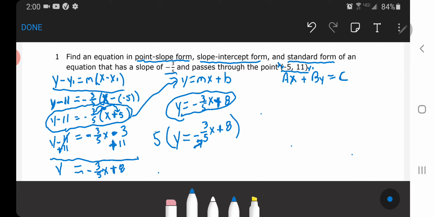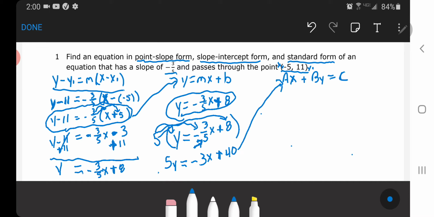And when I do that, I take 5 times y, get 5y, equals, well, 5 times negative 3/5 x. And of course, the reason why I like doing that is because that 5 right here will kill the 5 at the bottom. So we're just left with that negative 3. So we get negative 3x. And then, of course, take that 5 now and multiply it to that 8. And 5 times 8 becomes 40. Okay? So we can see, and I'm going to take this over here in a second.